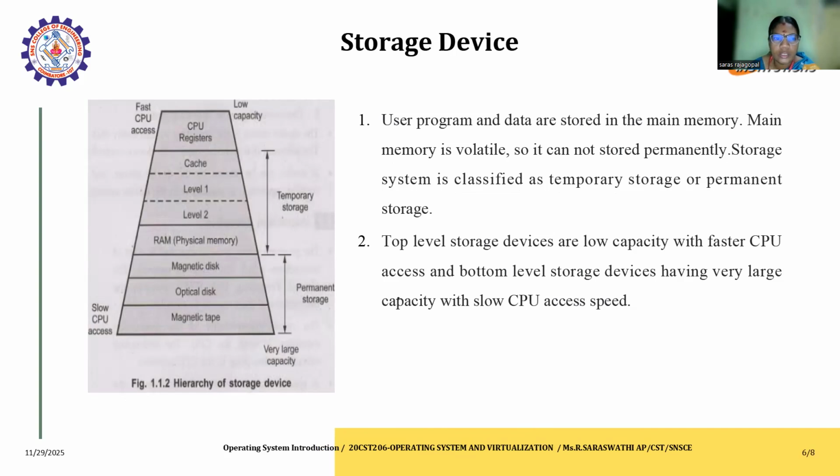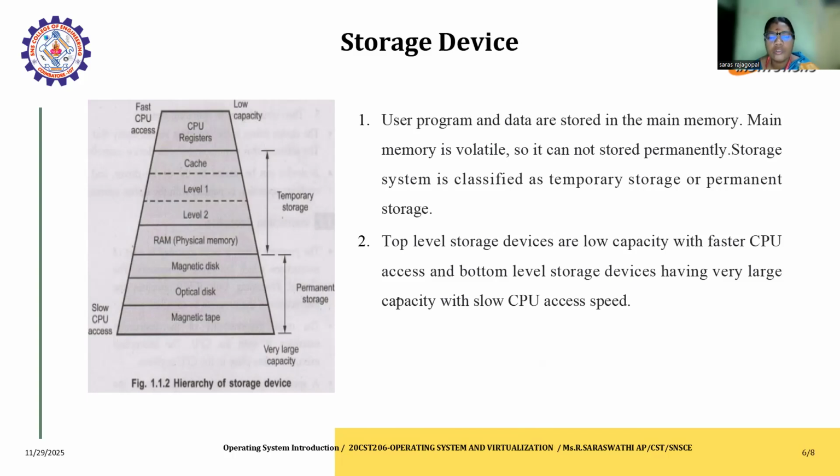These are the storage devices: the CPU registers, then cache level 1, level 2, random access memory, magnetic disk, optical disk, and magnetic tape. These are the various types of storage. The temporary storage is cache level 1, level 2, and random access physical memory. Permanent storage is the hard disk, magnetic disk, optical disk, and magnetic tape, with very large capacity. CPU registers and cache level 1, level 2 are of low capacity. Temporary storage and then permanent storage.